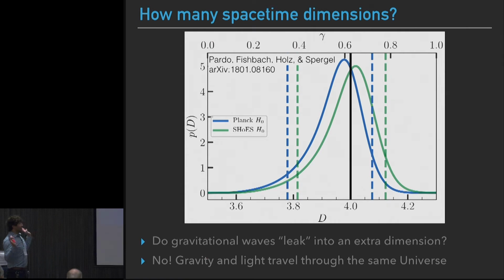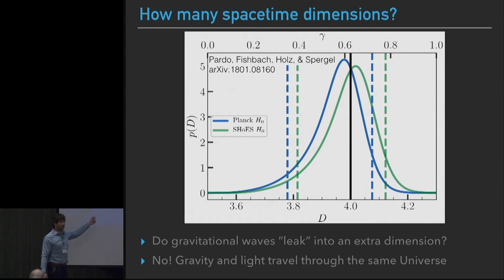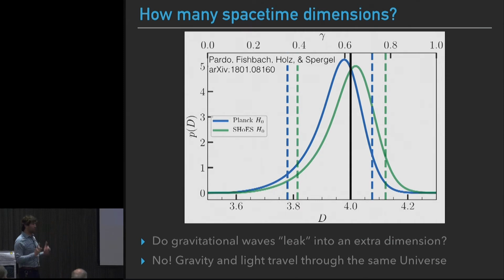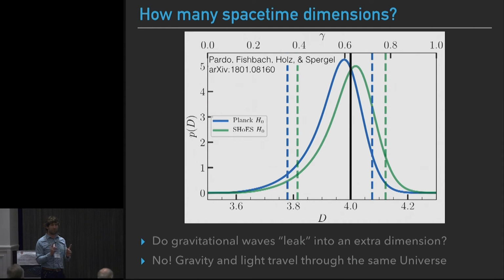And this is what you find. Lo and behold, D is the number of space-time dimensions. I'll remind you that in this room we have 3 plus 1, and the constraint we get is, lo and behold, around 4, which is the right answer to about 10%. This is straight from analyzing the gravitational wave data and comparing it to NGC 4993. Which tells you gravitons and photons really do see the same background, which is great. And we didn't know that before.